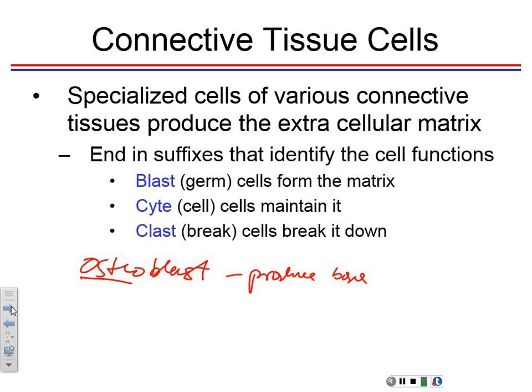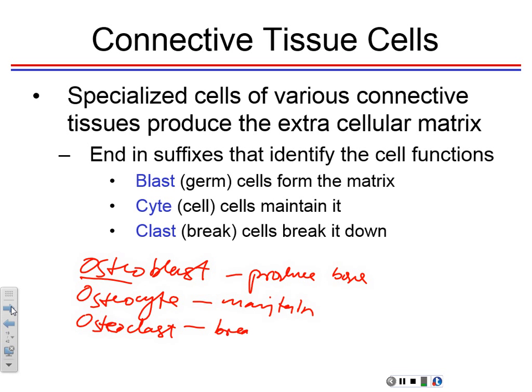Okay, and then osteocytes will maintain the bone matrix, all right? And then osteoclast, clast, to cleave, to break. Osteoclasts will break down the bone matrix, okay? We're using bone as an example here. Fibroblasts are also to make the fibers, okay, and so forth and so forth.